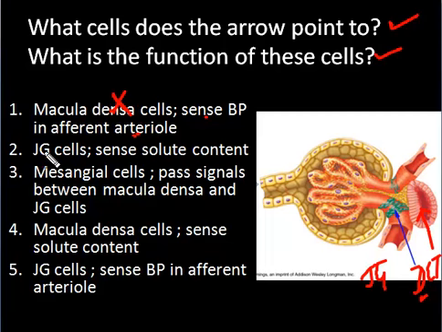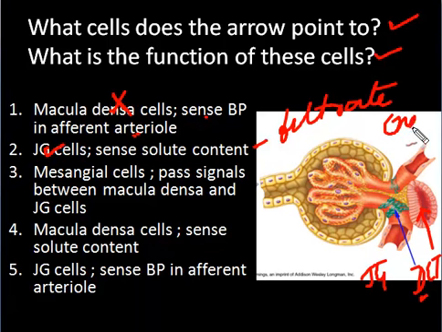So that part is correct. JG cells is correct. But then the next part is sense solute content. Solute content is the content which is present in the filtrate. So this has to lie in the nephron, in one of the parts of the nephron. The filtrate does not lie in the arteriole. Blood lies in the arteriole. The filtrate lies in the distal convoluted tubule. So hence JG cells cannot sense solute content. So this part is wrong, hence this choice would also be wrong.